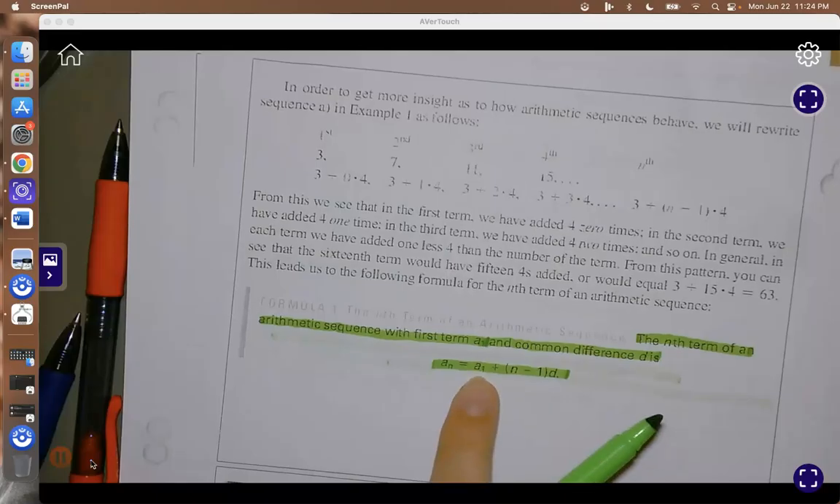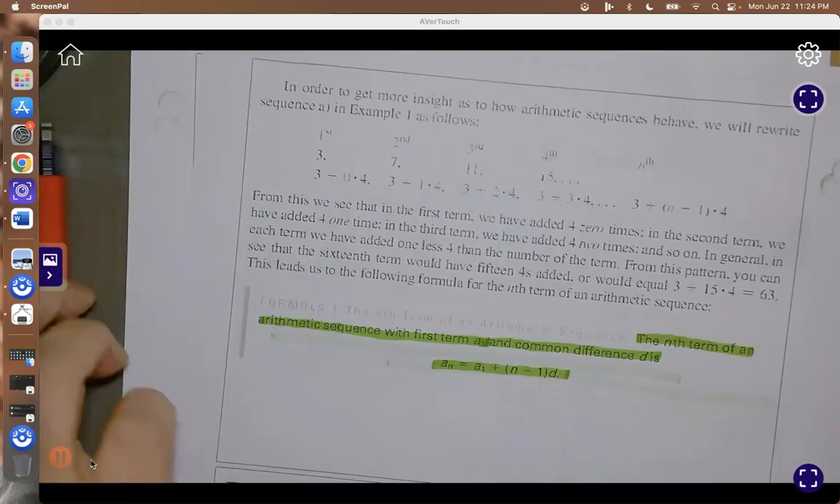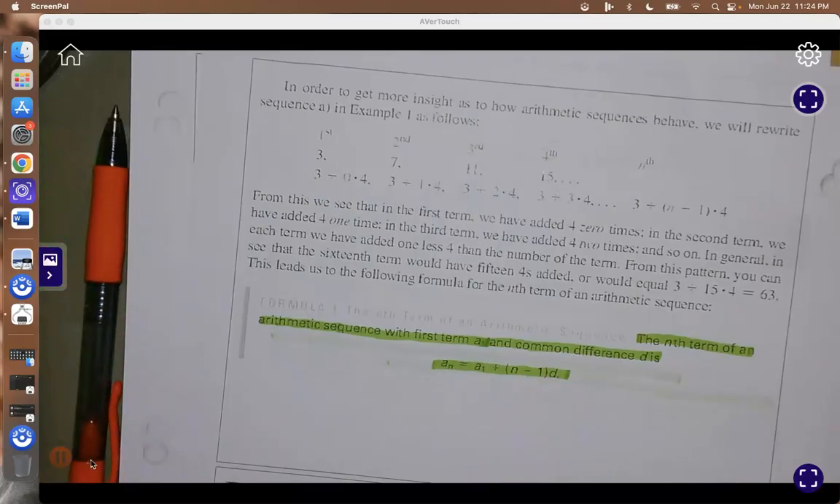You're going to take a sub 1, which means the first term, plus the number of the term you want to find, minus 1. So if you want to find the 9th term, you put a 9 right here. Then whatever the common difference is goes right here, and that will help you calculate what that term is going to be.